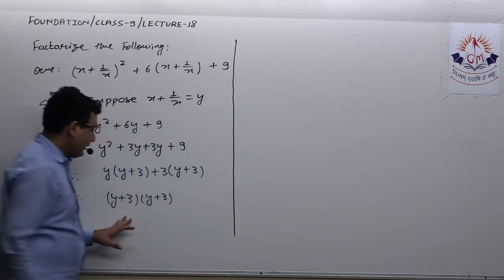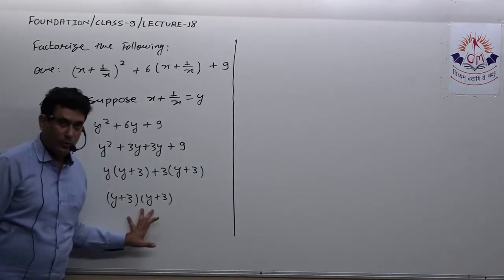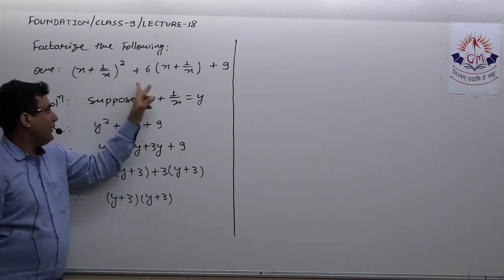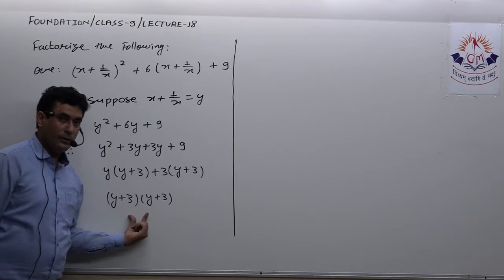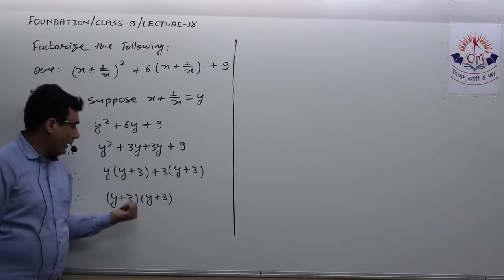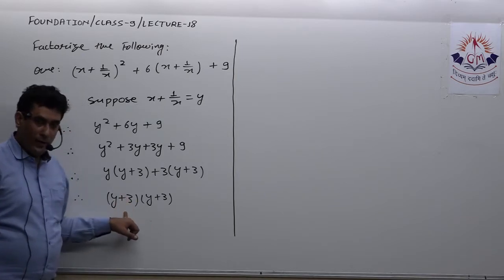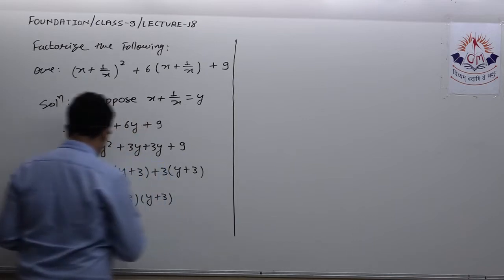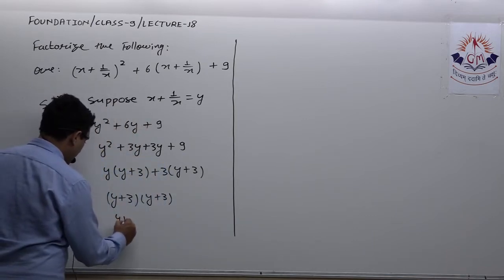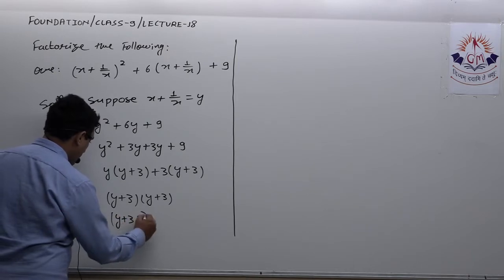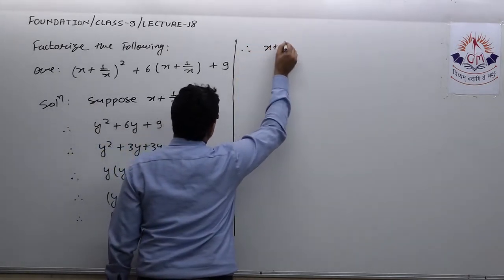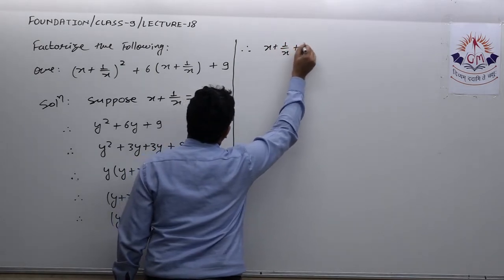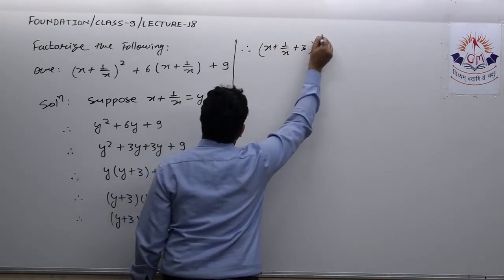Okay, now again this is not the final factors, because the expression that we have is in terms of x, and the factors that we got are in terms of y. So now I will put the value of y back over here. Before I proceed, this is actually (y + 3)². Therefore I can write (x + 1/x + 3)².